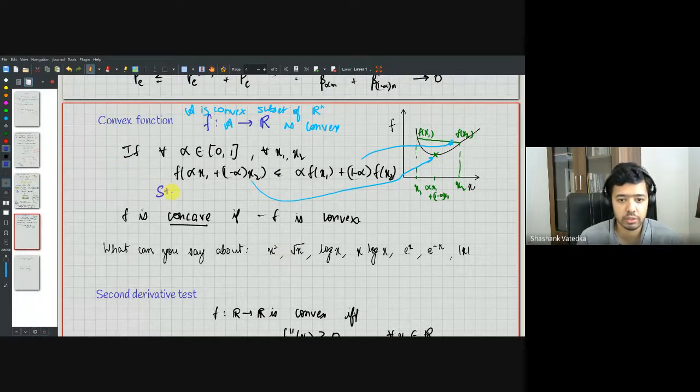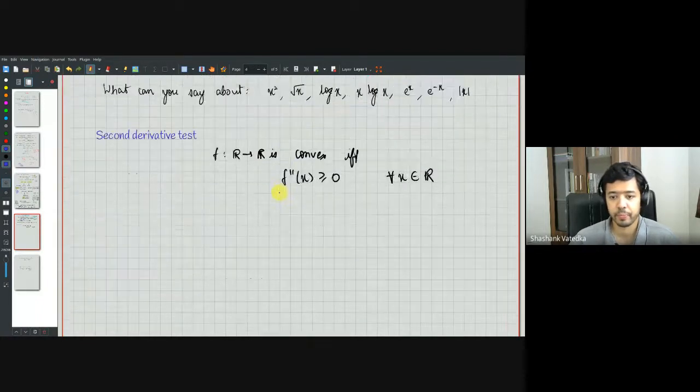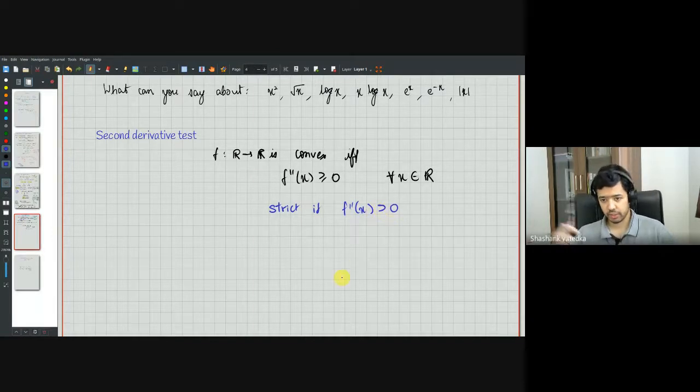So it's strictly convex if this inequality is a strict inequality, and equality holds only when alpha equals 0 or 1. Right? And similarly, it is strictly convex if f double prime of x is strictly greater than 0 for all x. All right, and it's concave if it's the other way around, if f double prime of x is less than or equal to 0.